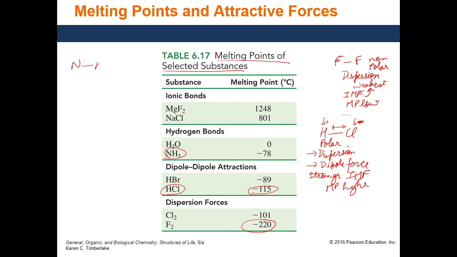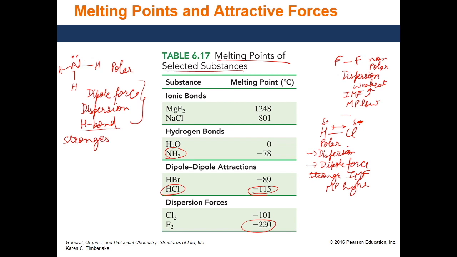If we talk about something like ammonia, what happens in ammonia? Ammonia is again a polar molecule, if you remember. So it would consist of dipole-dipole force, and it will also consist of dispersion force irrespective of what molecule it is. And here hydrogen is bonded to nitrogen. Remember, whenever hydrogen is bonded to nitrogen, fluorine or oxygen, it also makes a hydrogen bond. Hydrogen bond is the strongest of them. This is the strongest IMF. If IMF is strong, the melting point will be high. So you can see for ammonia, the melting point is negative 78. For water, the melting point is 0 degrees, which is even higher. So water has even stronger hydrogen bonds and force of attraction in comparison to ammonia.